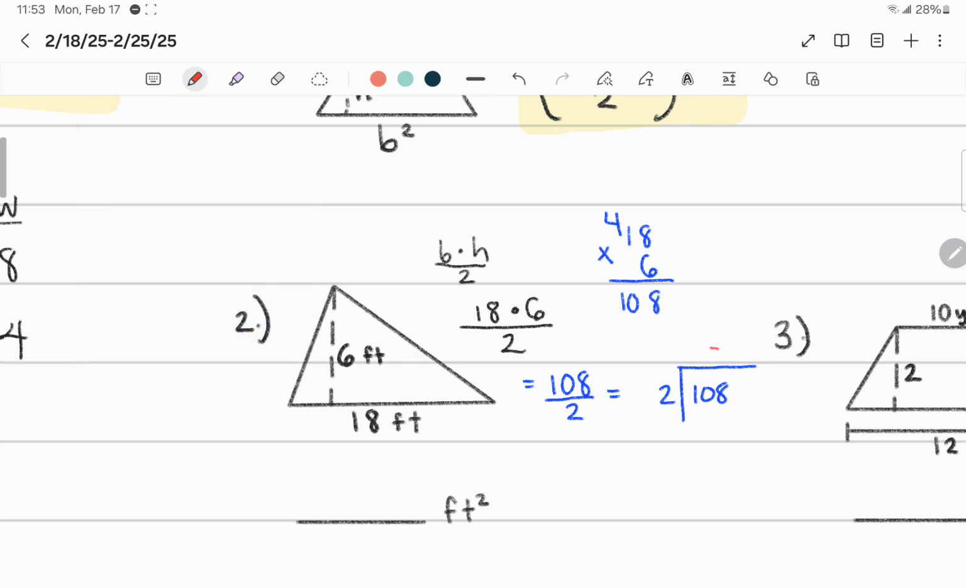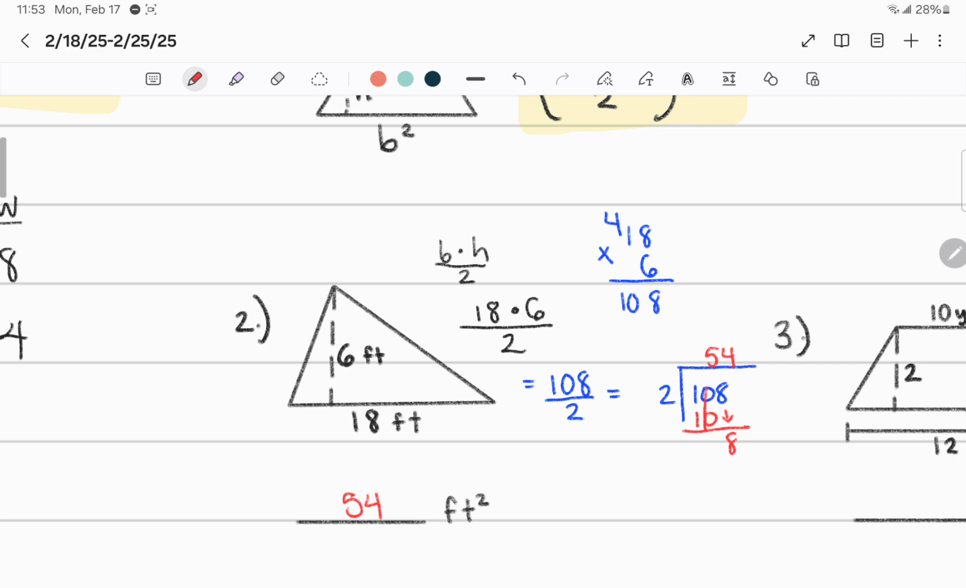2 goes into 10 5 times. That's 10. Cancel, bring down your 8. 2 goes into 8 4 times. So this would be 54 feet squared.